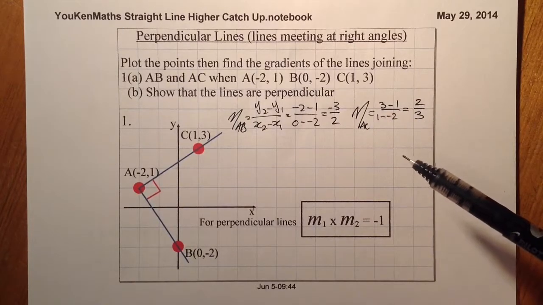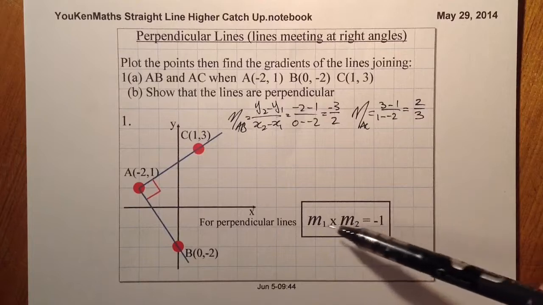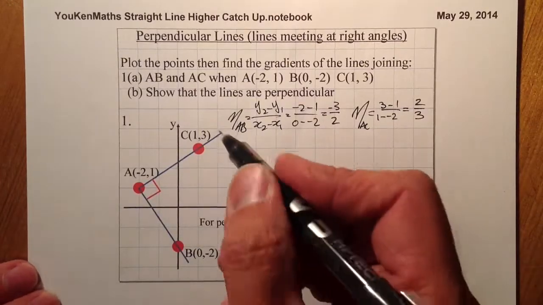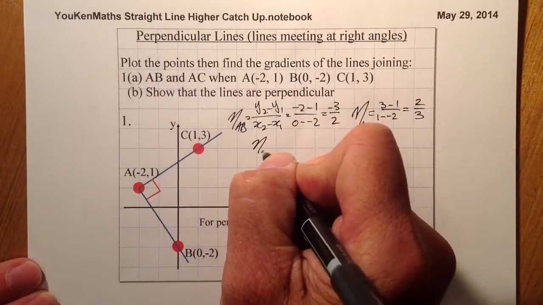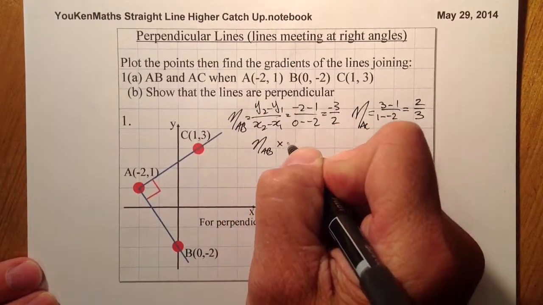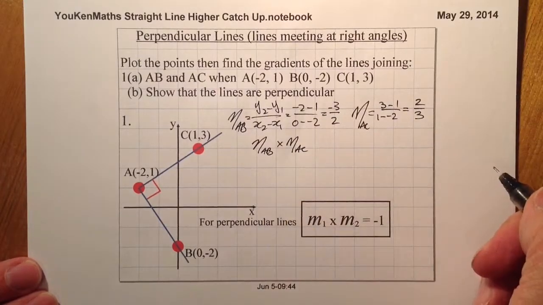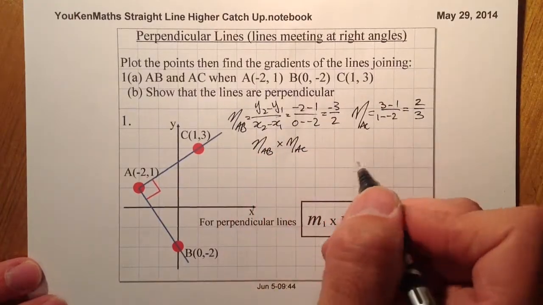So the two gradients I've got: the gradient of AB is minus 3 upon 2, and the gradient of AC is 2 upon 3. Right, let's see if this property exists, to see if these do meet at right angles. I'm going to multiply the gradient of AB by the gradient of AC, and hopefully I'm going to get -1 as an answer.